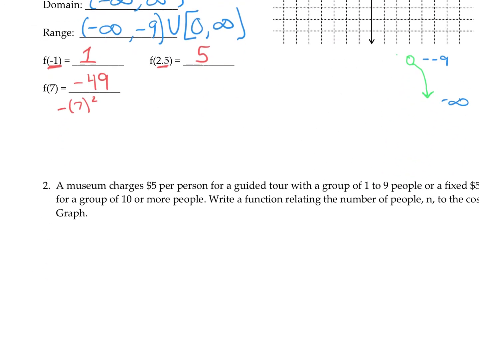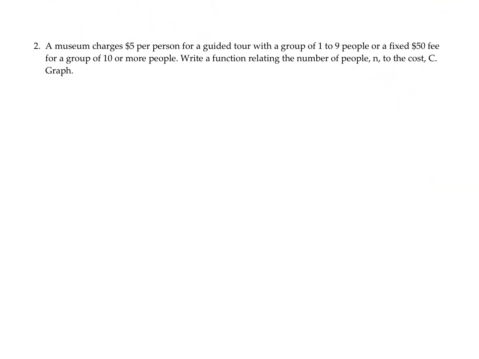All right, let's look at our real-world example. A museum charges $5 per person for a guided tour with a group of 1 to 9 people, or a fixed $50 fee for a group of 10 people or more. Write a function relationship for n and the cost of c. So essentially I need to write a piecewise function.